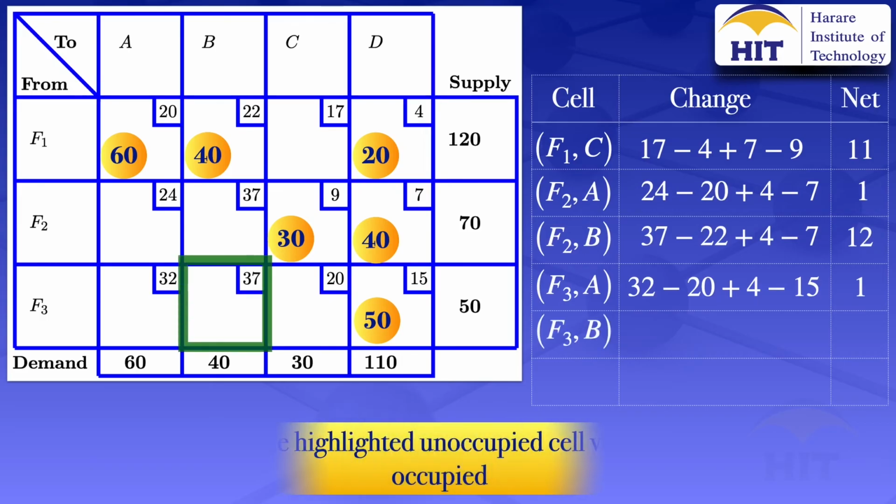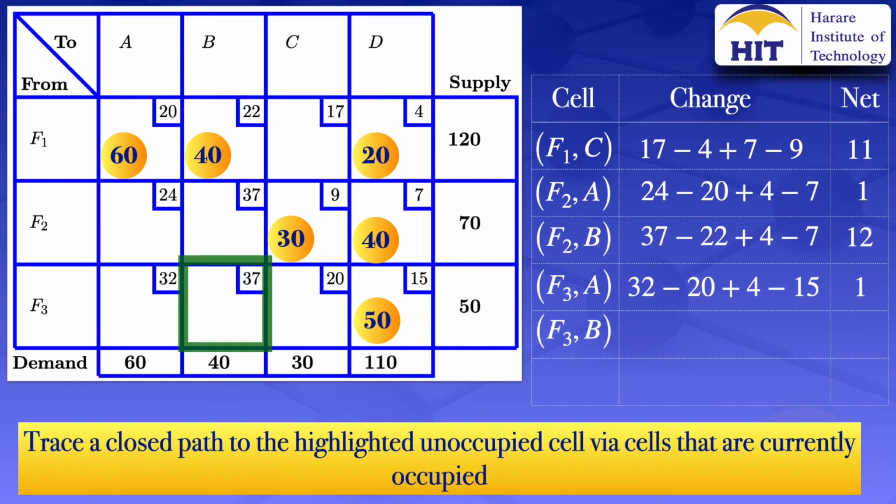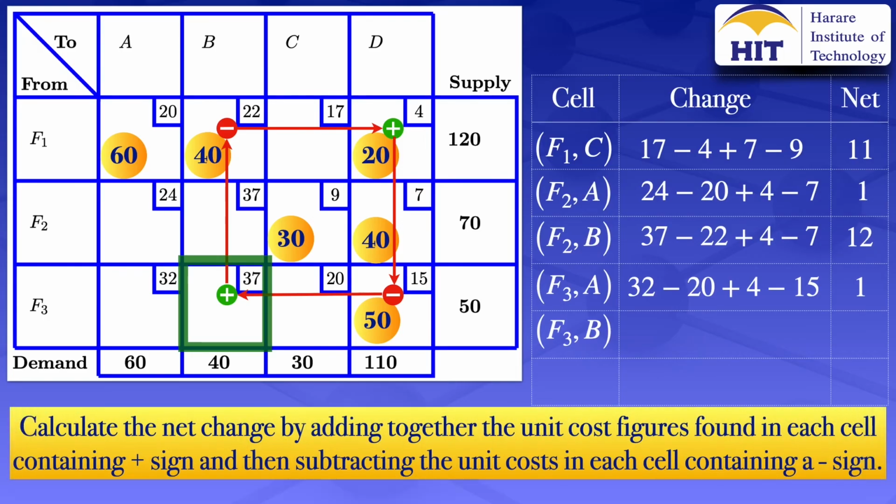For cell F3B, we go on and trace a closed path using cells that are currently occupied. So we start at this unoccupied cell. I'll put a positive, and then go to an occupied cell, put a negative, then go to an occupied cell here, put a positive, go here to an occupied cell, put a negative, then back to the unoccupied cell. We then go on and calculate the net change.